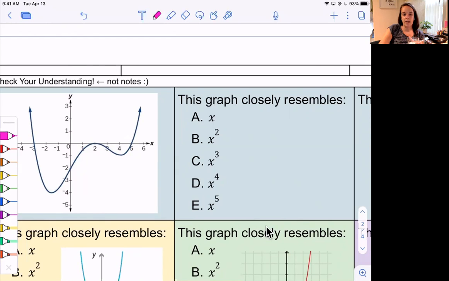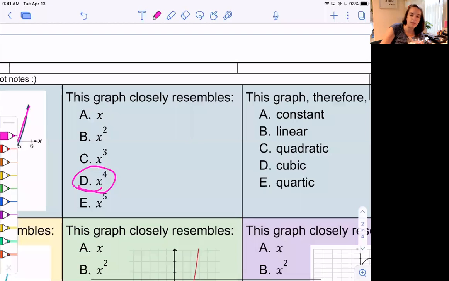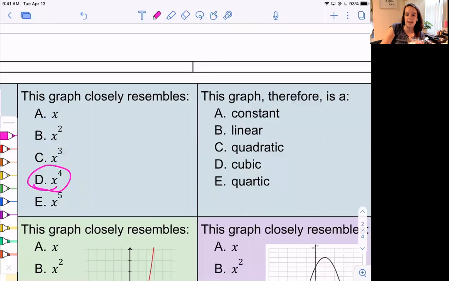All right. The correct answer is indeed D. It's x to the 4th. Here's how I know. It goes down 1, up 2, 3, 4. So it has 4 pieces. 1, 2, 3, 4. It's x to the 4th. All right. If this is x to the 4th, which of these is its name? Is it A, constant, B, linear, C, quadratic, D, cubic, or E, quartic? What is the correct name for x to the 4th?